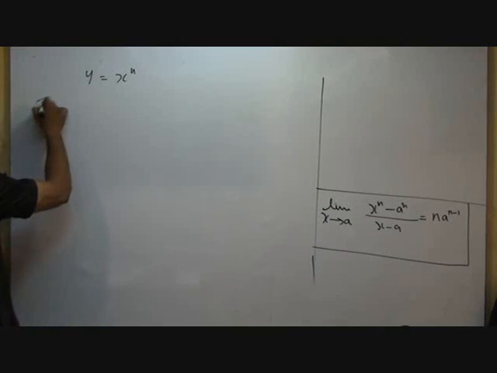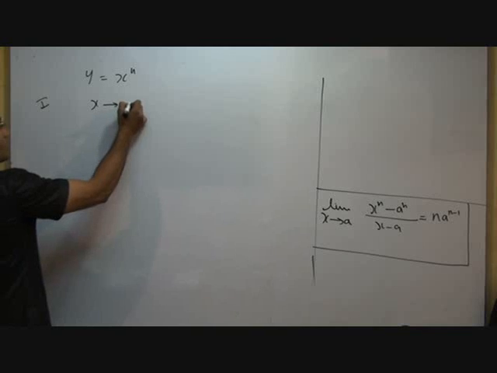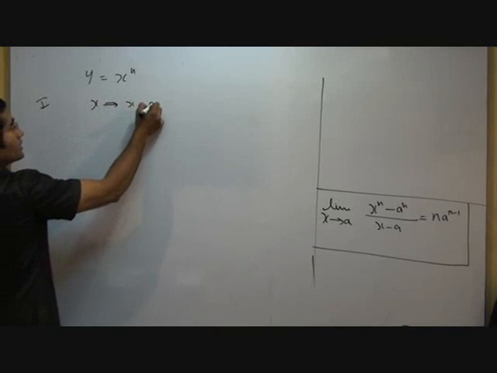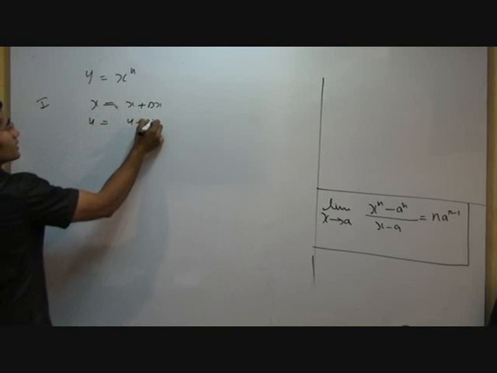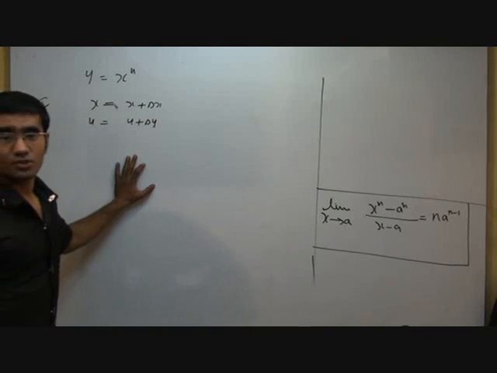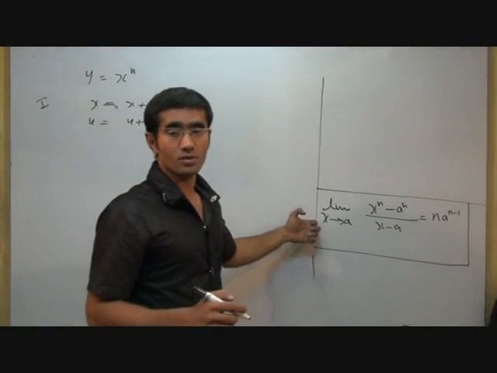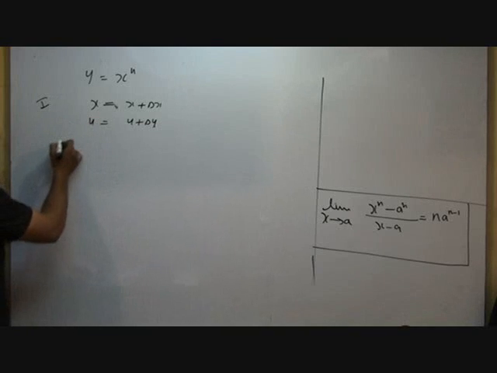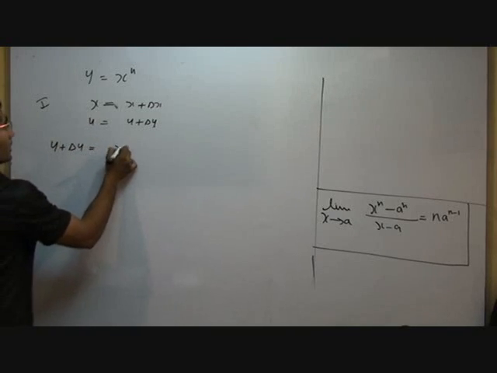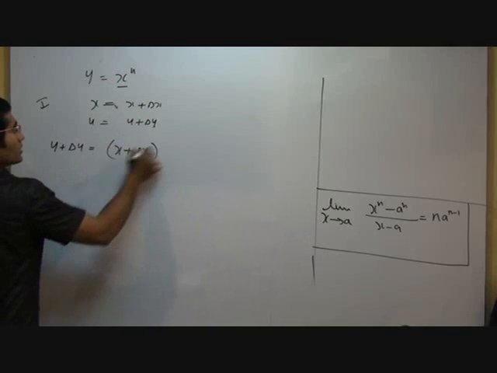As I know, the first stage of the problem says: increase x as x plus delta x and y as y plus delta y. Okay, so it's the same three stages we're following. In the third stage, we may have to use this formula. We'll see how we can connect it later. I'll come back to this. I can write that y plus delta y is equal to x plus delta x, to the whole power n.